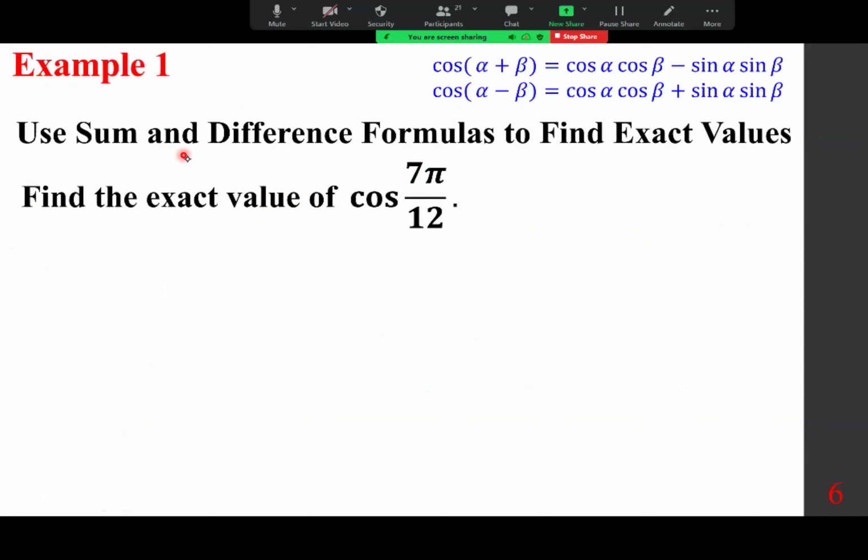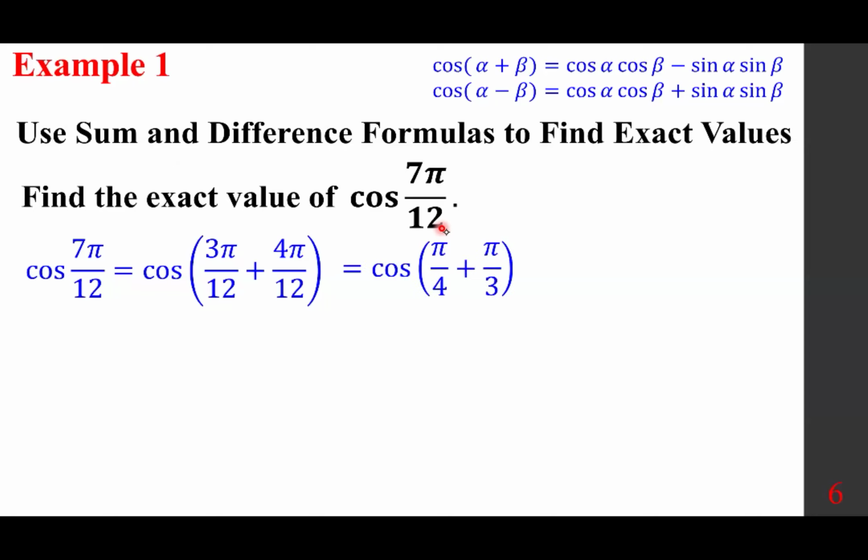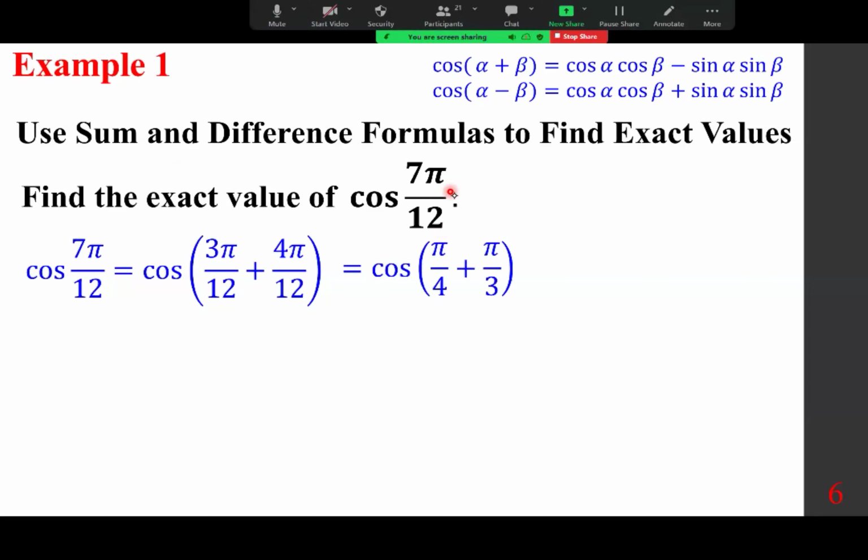Use sum and difference formulas to find exact values. We're going to find the exact value of cosine of 7 pi over 12. Now, if you have a hard time seeing that this is 3 pi over 12 plus 4 pi over 12, the reason we do that is because 3 pi over 12 is pi over 4, 4 pi over 12 is pi over 3, and both of them are common angles. You can change it to degrees and then figure this out, okay? You can quickly do that.